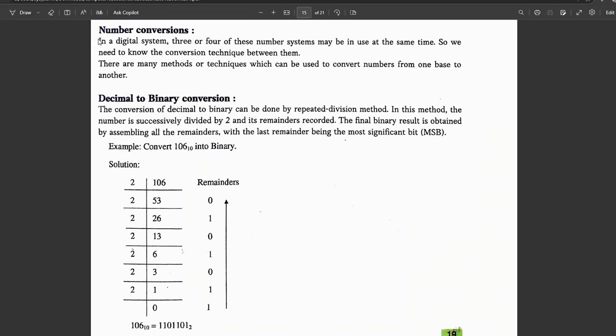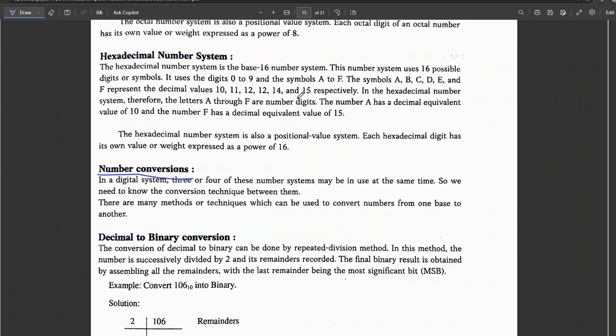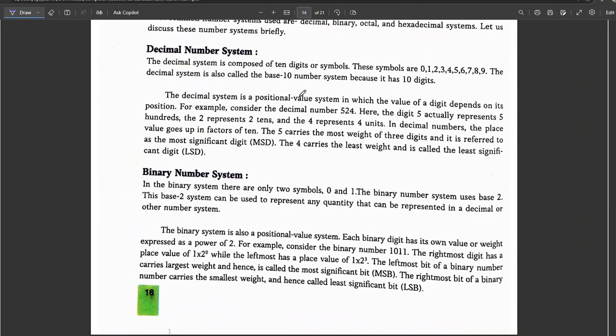Today we are going to discuss number conversions. In the previous classes we discussed the different number systems that are used in a computer system.